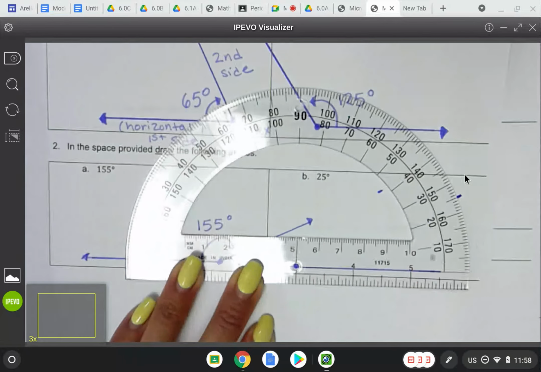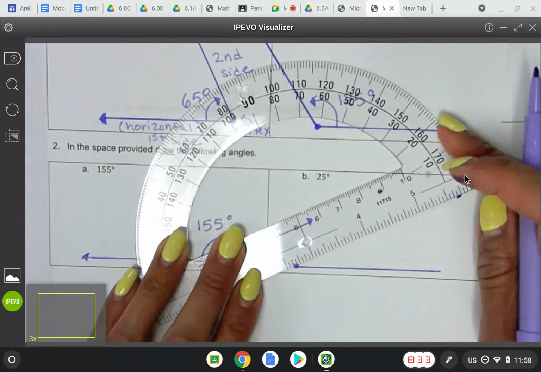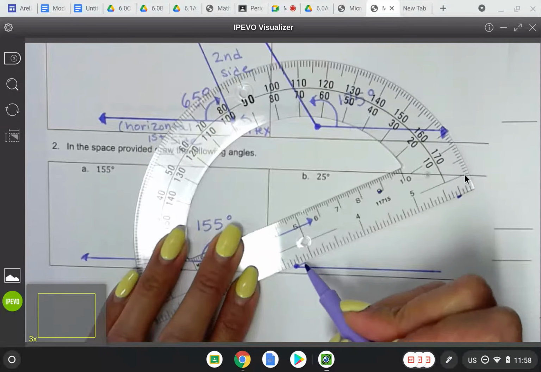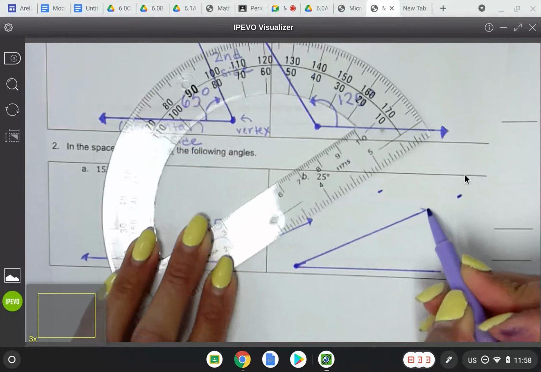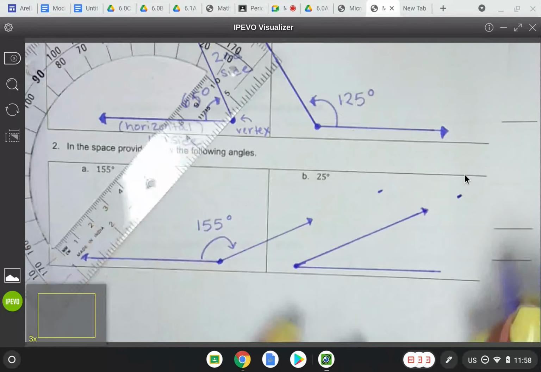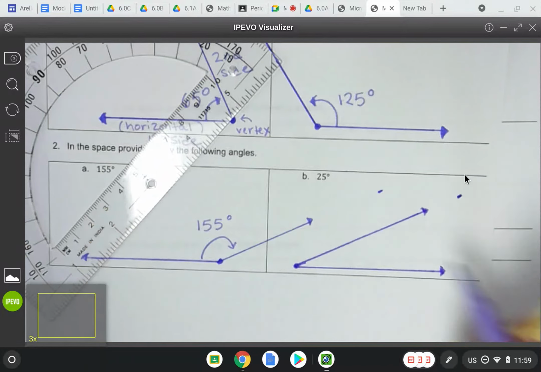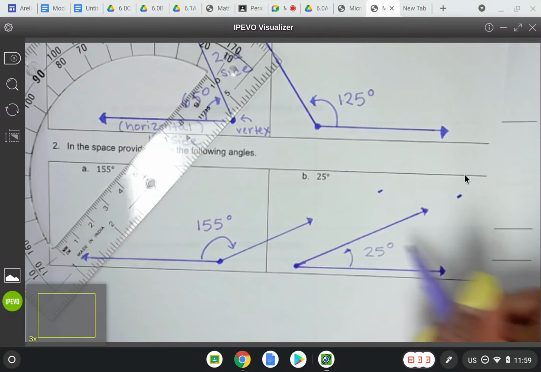I make my mark, and then I line up my vertex with that mark, and I draw a straight line. So any part of that ray is going to form a 25-degree angle with the other ray. So this I measured counterclockwise, 25 degrees.